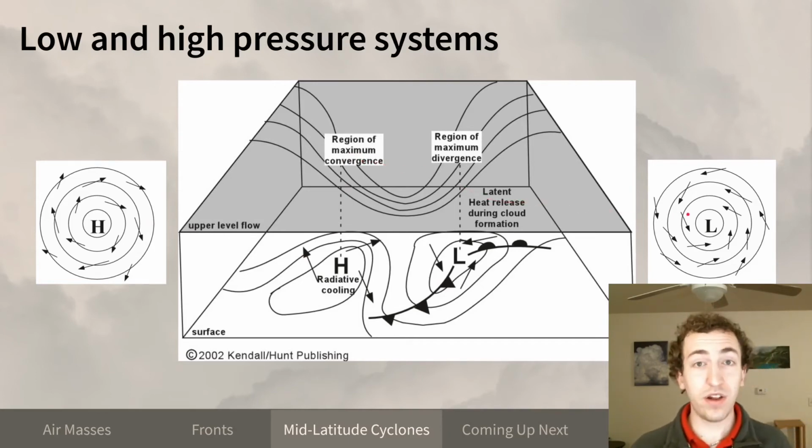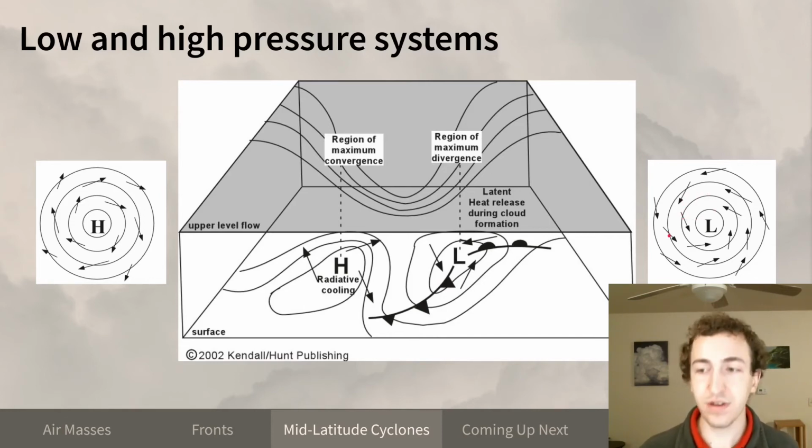If we look at low pressure systems, the opposite happens. They're more convergent at low levels. Their rotation, in the northern hemisphere, is counterclockwise. That would be flipped to clockwise in the southern hemisphere. And they're located below regions of maximum divergence in upper level flow.